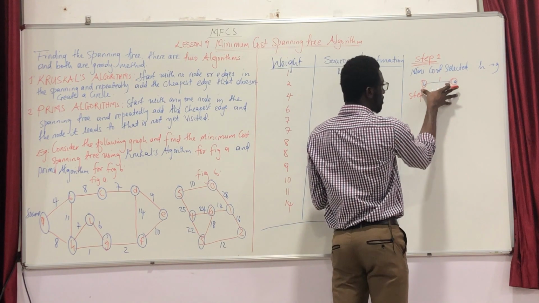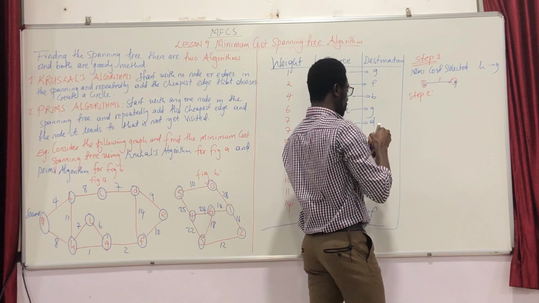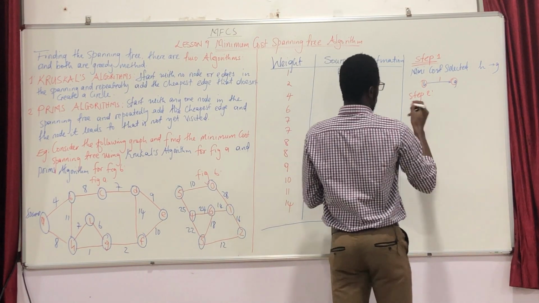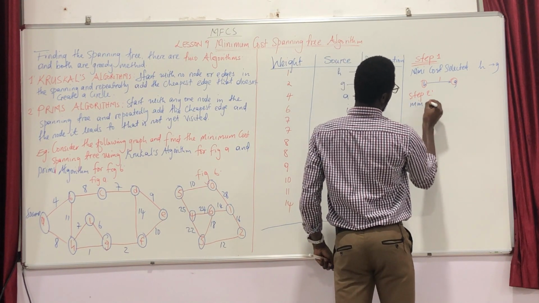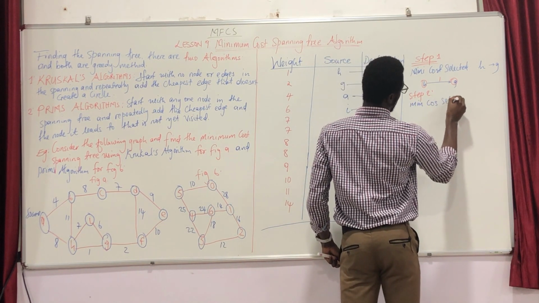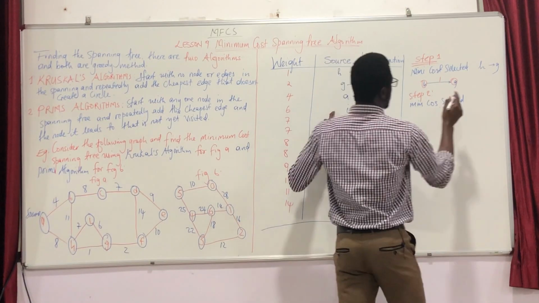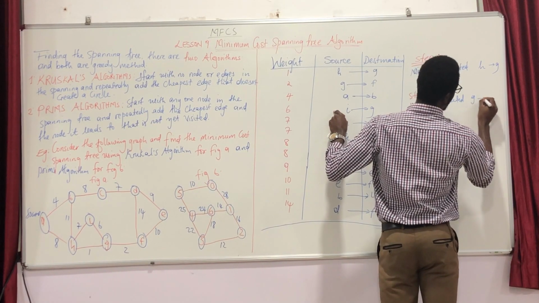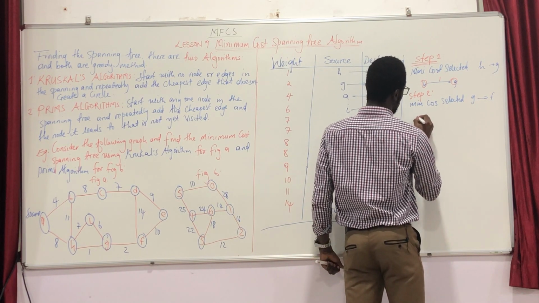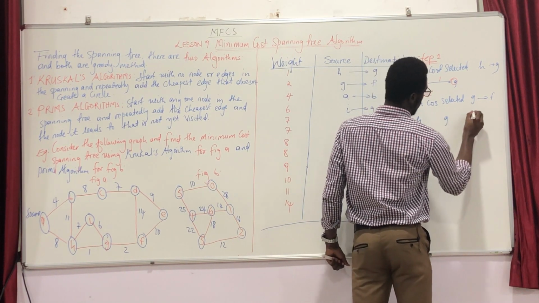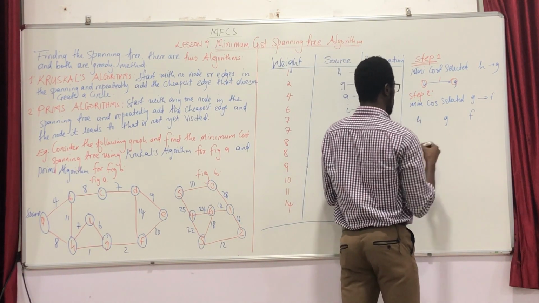But when we are connecting these graphs, we'll make sure no loop is formed or circuits. So step 2, minimum cost selected because no loop is formed. So we select G to F. Draw our diagram. We say H, G, and F. So you see it connects from G to F.